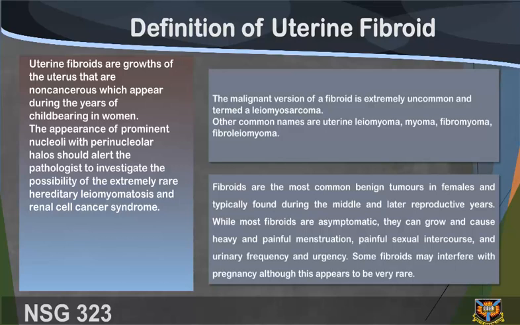While most fibroids are asymptomatic, they can grow and cause heavy and painful menstruation, painful sexual intercourse, and urinary frequency and urgency. Some fibroids may interfere with pregnancy, although this appears to be very rare.